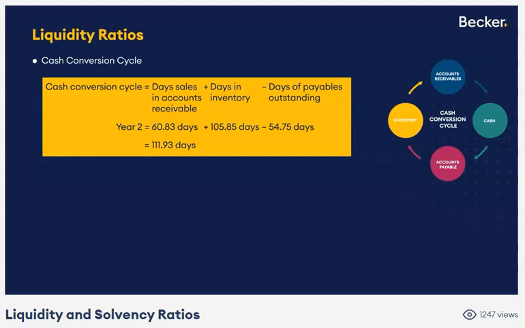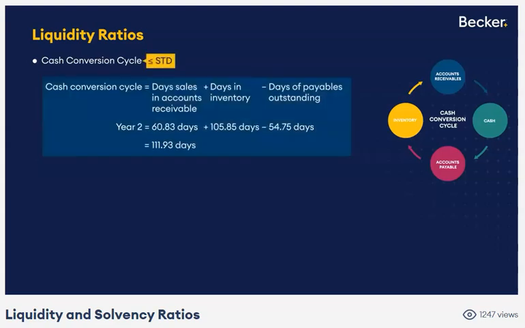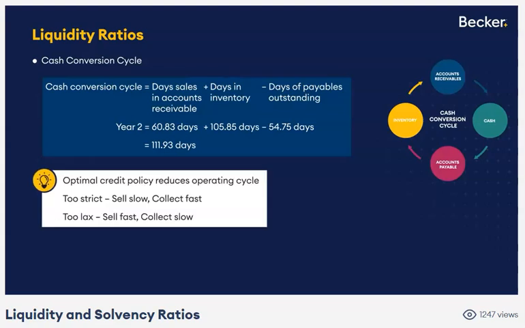All right? So we want our cash conversion cycle to be less than or equal to the standard. We want to sell quickly without giving it away. We want to collect quickly without upsetting our customers. The sum of those two, the number of days to sell plus the number of days to collect, in whatever order you want, that's your operating cycle. Okay, we want that to be less than or equal to the standard. Remember, we want the optimal credit policy. All right, that'll reduce your operating cycle.